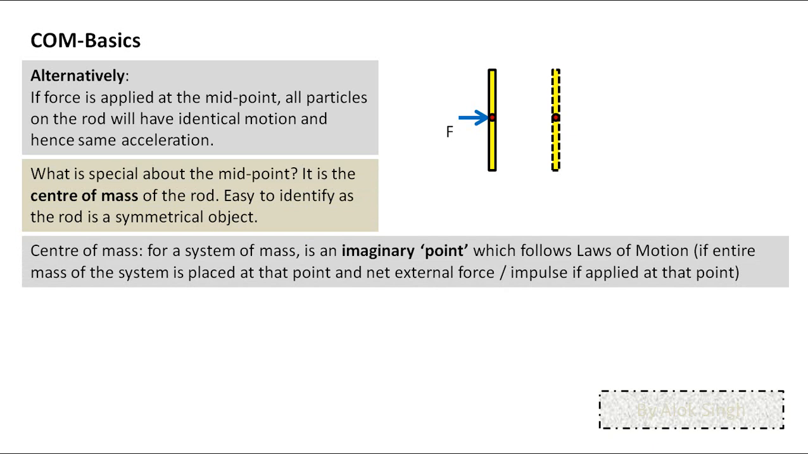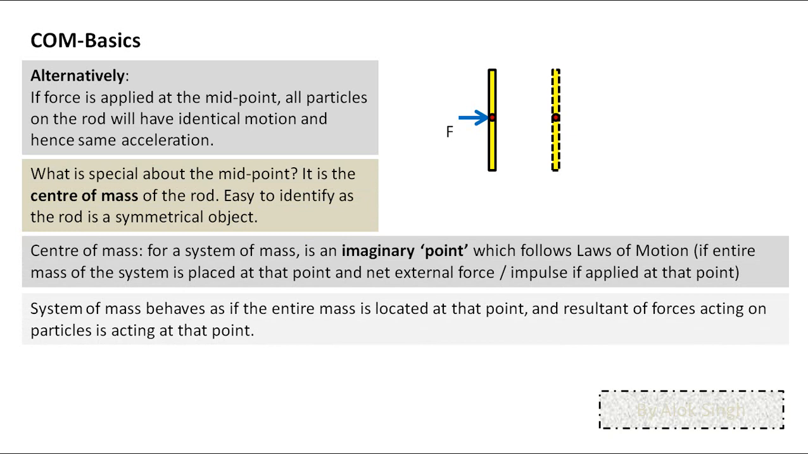What is center of mass for a system of particles or system of mass? It is an imaginary point which follows laws of motion under certain condition. What condition? If entire mass of the system is placed at that point, and if net force or impulse is applied at that point, the motion of that imaginary point would be in conformance with Newton's law of motion. In other words, a system of mass behaves as if the entire mass is located at that point and resultant of forces acting on the particles is acting at that point.